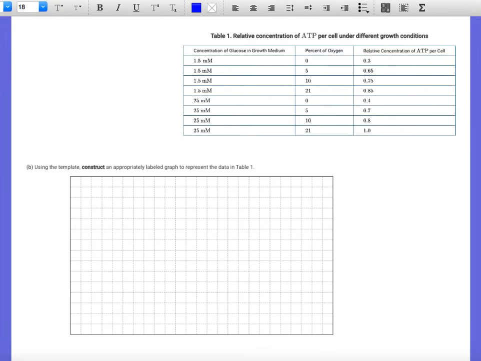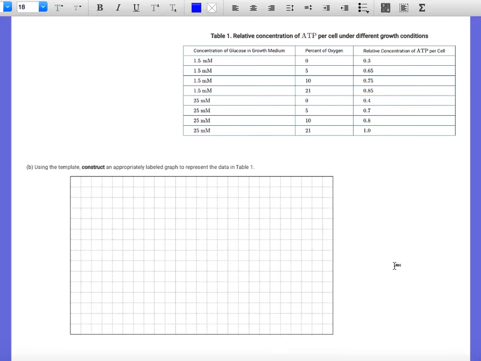So for part B, construct an appropriately labeled graph to represent the data in Table 1. Okay, so let's take a look at the experiment, see what the data are showing us. So it looks to me like we have 2 experimental groups. We have one that was done in the 1.5 millimolar glucose condition, the other in 25 millimolar glucose conditions. So it looks like we got really 2 sets of data here that are both being compared to the same variables, right? So percent of oxygen versus relative concentration of ATP per cell.